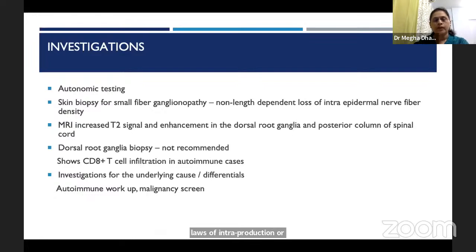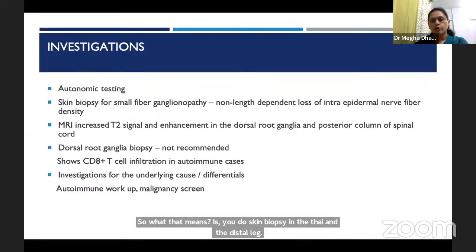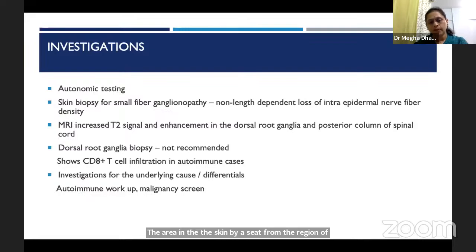So what that means is you do skin biopsy in the thigh and the distal leg. The area in the skin biopsy from the region of the thigh will show loss of intraepidermal nerve fiber density as well as normal density in the distal nerve segments. Now, MRI shows increased T2 signal and enhancement in the dorsal root ganglia and the posterior column of spinal cord. If a biopsy is done, it shows CD8 infiltration in autoimmune cases. And the other investigations, we'll talk about this, to rule out the underlying cause and differentials.